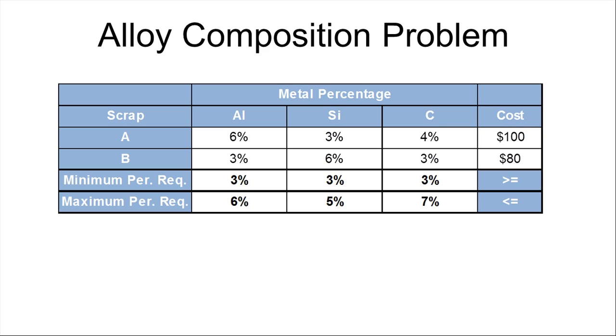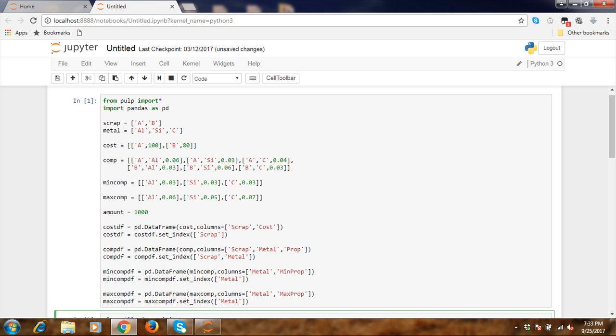Further, the final alloy mix has a range of composition for aluminum, silicon and carbon, denoted by minimum and maximum percentage requirement. The PuLP and Pandas packages, for operations research solving and data manipulation in Python, are loaded. All the data is loaded. The problem consists of two scraps which are processed to produce an alloy.